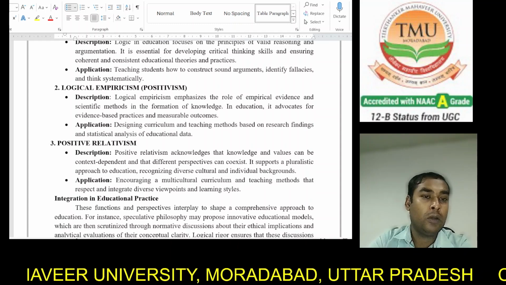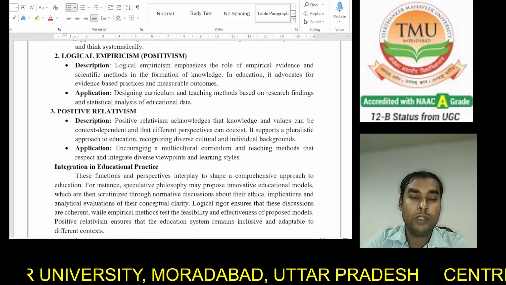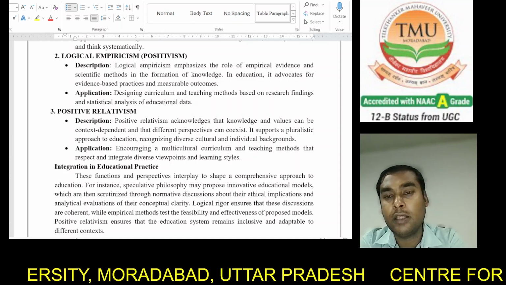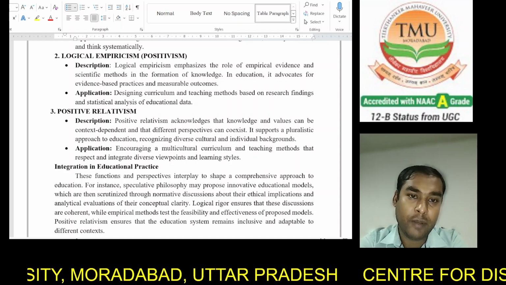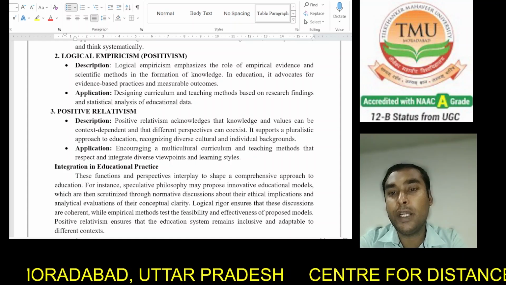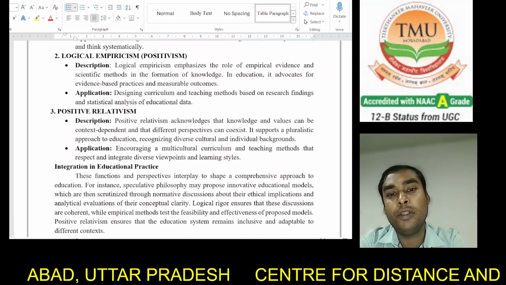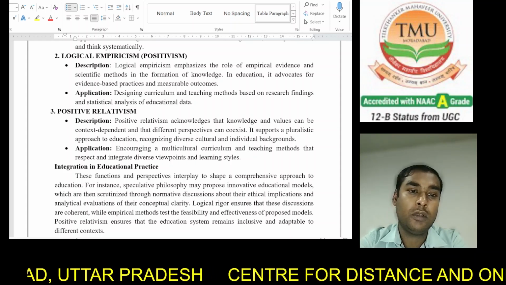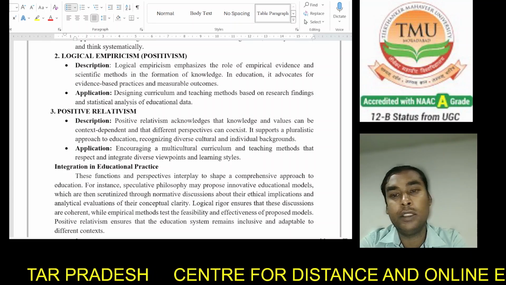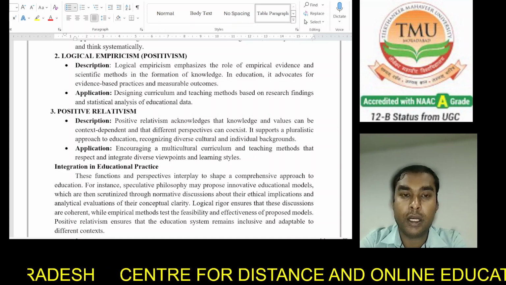Next, logical empiricism, that is positivism. Logical empiricism emphasizes the role of empirical evidence and scientific method in the formation of knowledge. In education, it advocates for evidence-based practice and measurable outcomes. Application of positivism: designing curriculum and teaching methods based on research findings and statistical analysis of educational data.